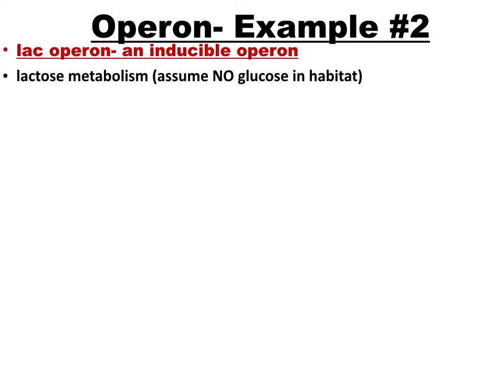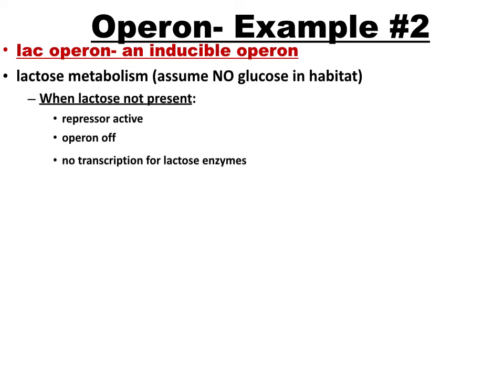Our other example is what's called an inducible operon. This is one where the presence of the regulatory metabolite turns the operon on. Our example here is the lac operon, and it is involved in the metabolism of lactose.